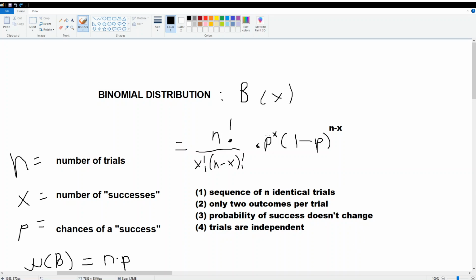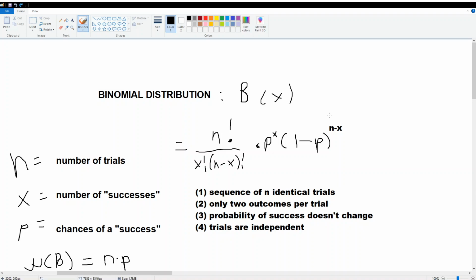So here, the next part, we multiply this quantity, this fraction, by our P to the power of X, where X is our input. And then we have the quantity 1 minus P. We raise that to the power of N minus X. For any given problem, you will have N and P straight out of the gate.